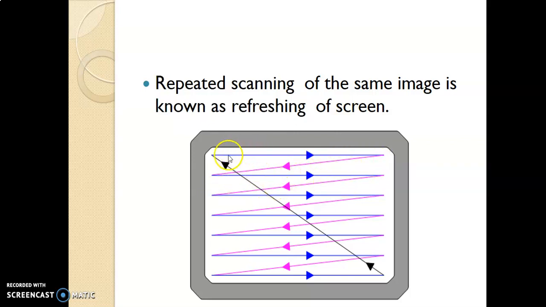In this way it keeps on going. The electron beam is on, then it is off, then on, then off, like this it goes till the end, and at the end again the beam becomes off and it retraces to the top with the black line. At this time the beam is off, which is called the vertical retrace.